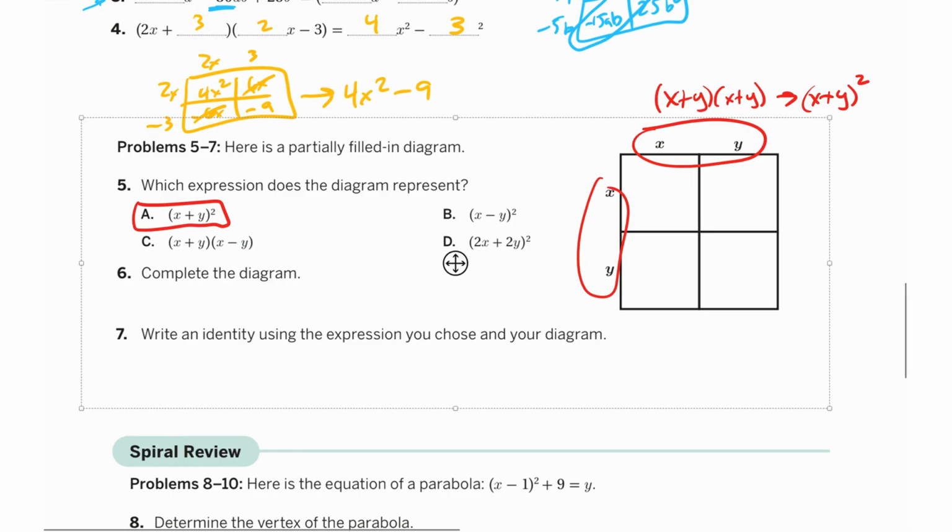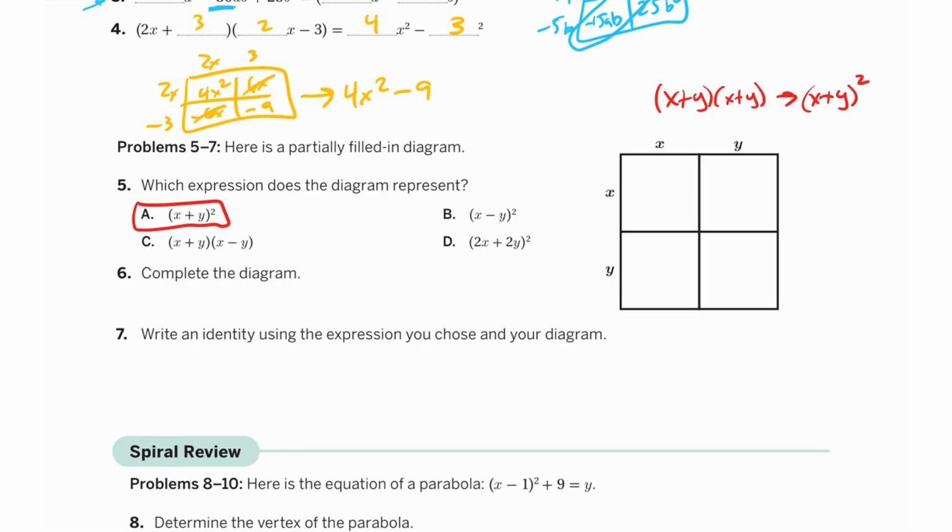For number 6, we are completing the diagram. So I'm actually going to go through and do this one here. X times x is x squared. Looks familiar, problem that we did for number 1.